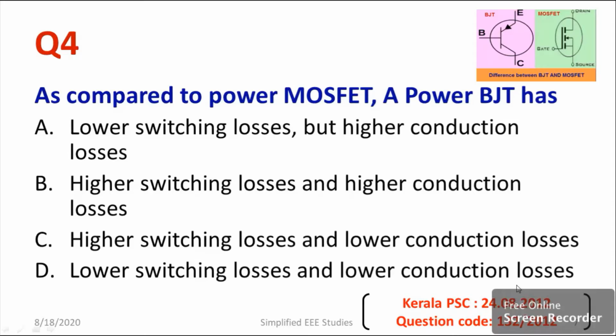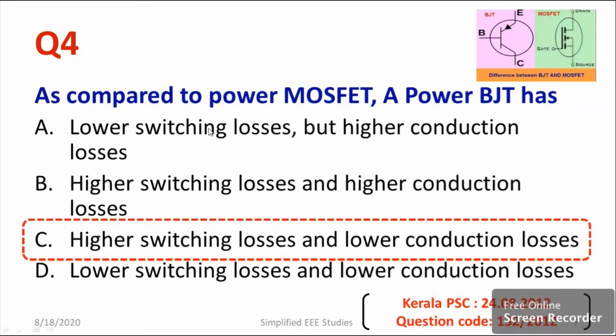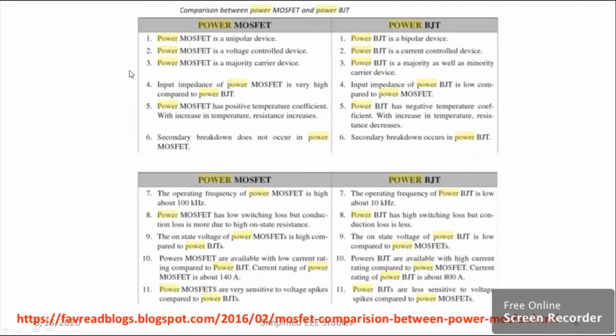We need to perform the suitable comparison between power MOSFET and power BJT. Before that, the right answer for this question is, as compared to power MOSFET, a power BJT has higher switching losses and lower conduction losses. Definitely I can go for third option. Now let me compare MOSFET and BJT. You will understand the concept very clearly.